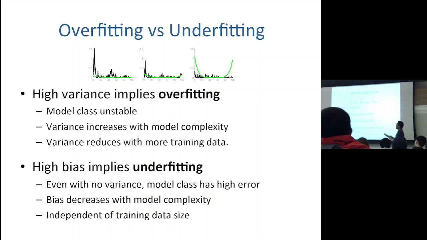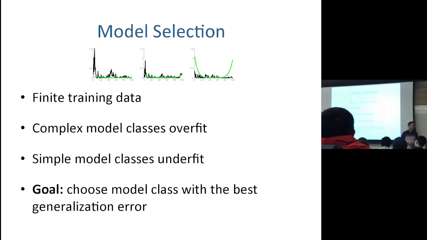So now we get to the topic of model selection, right? Which is the idea of, okay, we have, in this case, let's say we have linear, quadratic, cubic, and we have data sets of this size, training data set of this size. Which model class should we use?